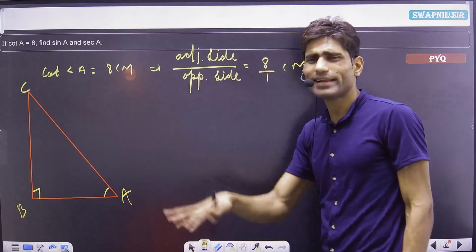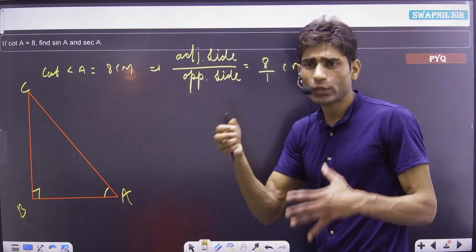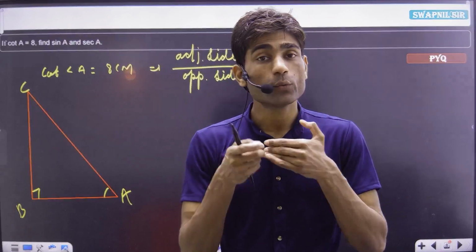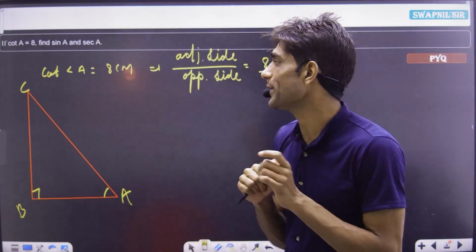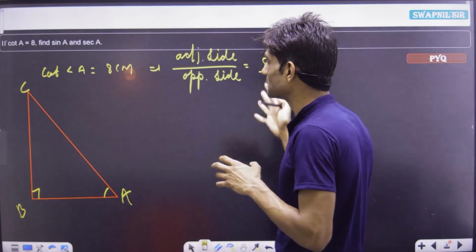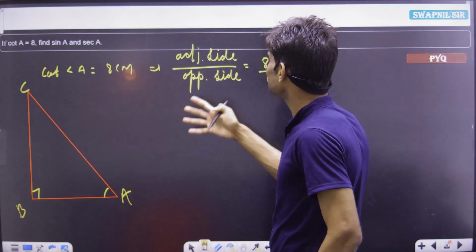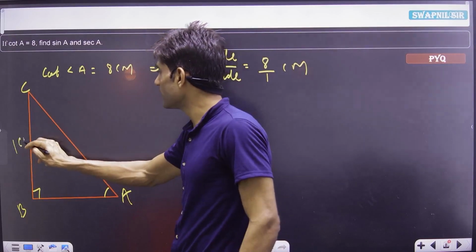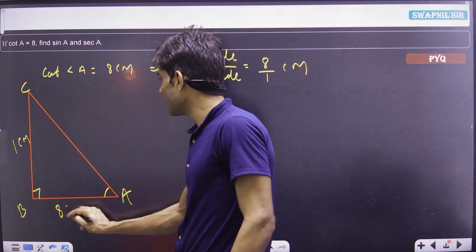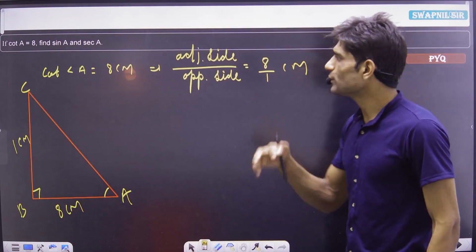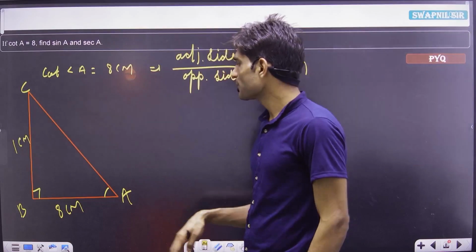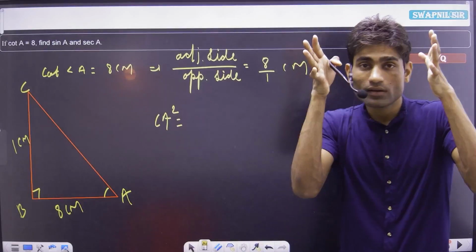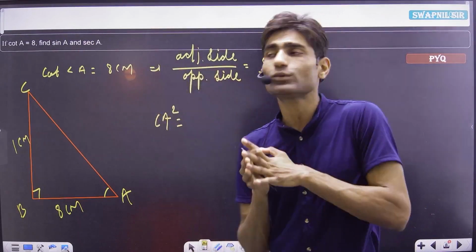We can directly write it as 8 by 1, as we don't have a denominator present. In this case, we consider the denominator as 1. Now substitute the adjacent side and opposite side with respect to angle A. The opposite side is 1 centimeter, the adjacent side is 8 centimeter. Let's find the hypotenuse by using Pythagoras theorem: hypotenuse square is equal to the addition of the remaining two sides' squares.